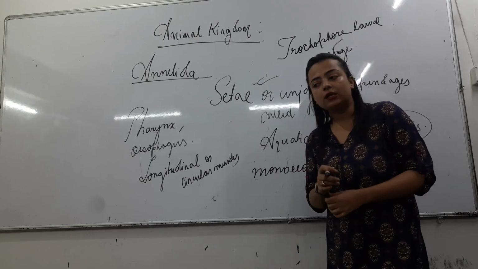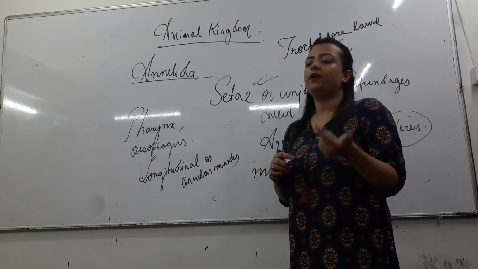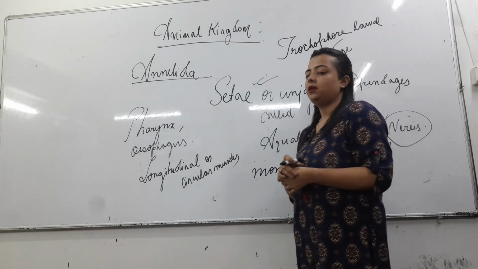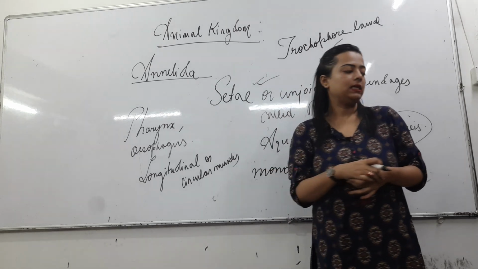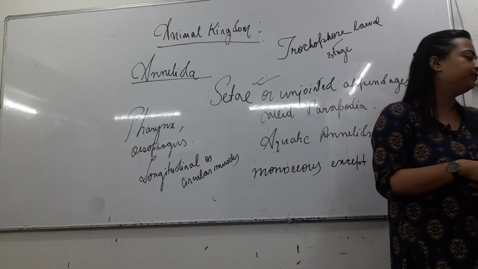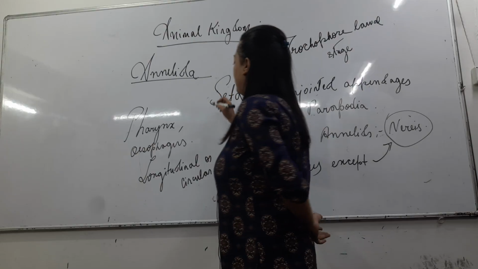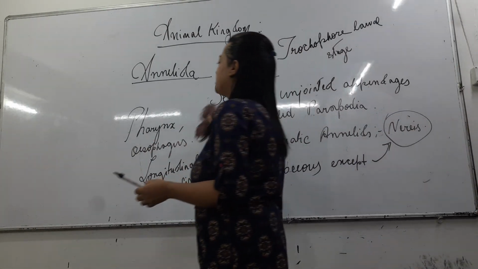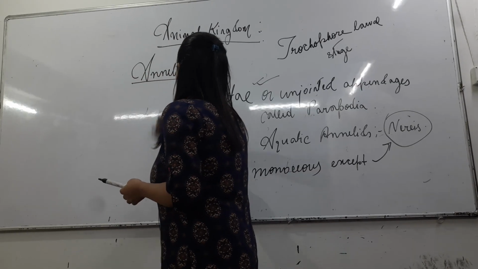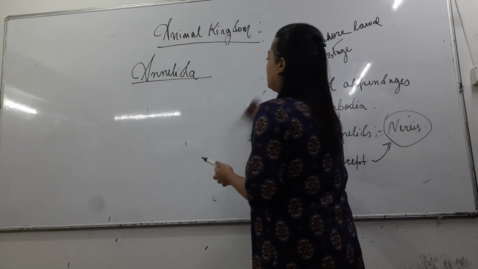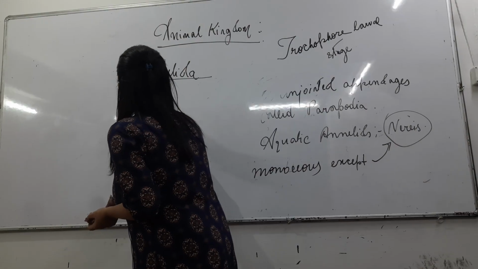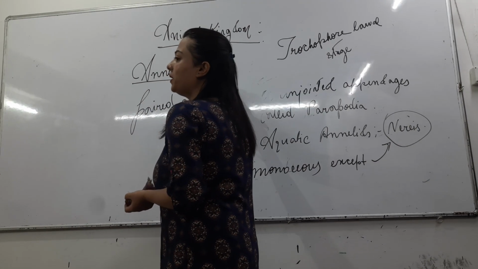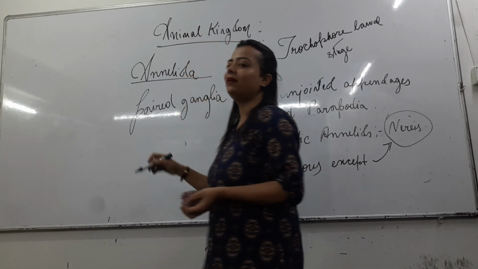Next point, the nervous system consists of a brain. Don't think earthworms don't have a brain, they also have a brain. Their nervous system consists of a brain and paired ganglia. Ganglia means a structure which consists of nerve cells. Paired ganglia. Don't write gang, okay? Paired ganglia.